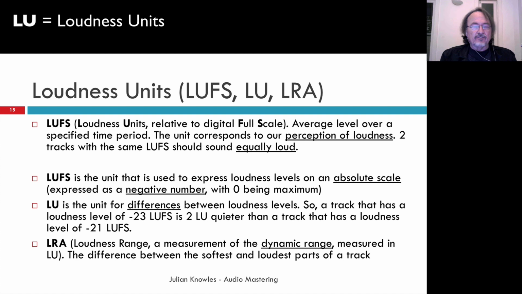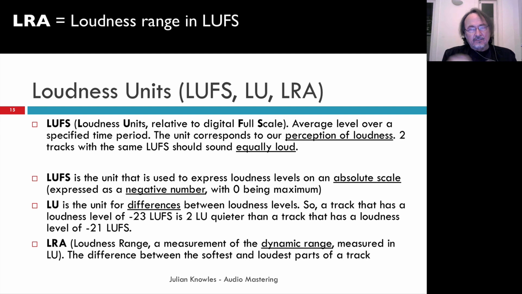So if we have a track that's minus 23 LUFS, then we can say that's 2 loudness units, or 2 LU quieter than a track that has loudness of minus 21 LUFS, for example. And then when we look at dynamic range, which is the difference between your softest sound in that track and your loudest sound in that track, then we can express that dynamic range also as LRA, or loudness range. So that is the difference in loudness units between the softest and the loudest part of the track.